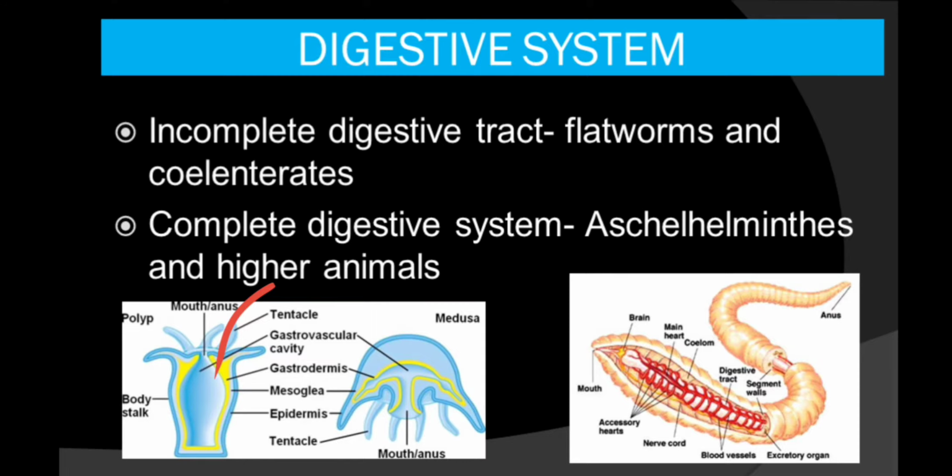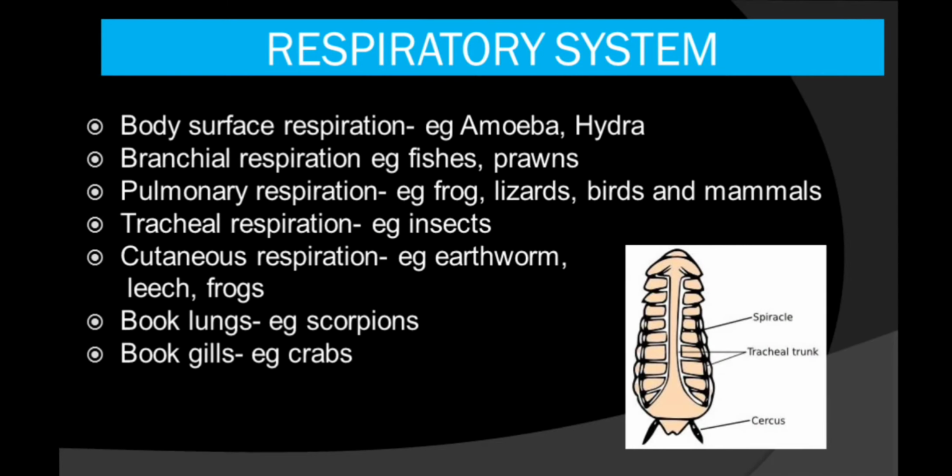But the complete digestive system starts from the phylum Helminthes till the higher animals. Here you will observe two openings, the mouth and the anus. Food enters from the mouth and the waste is ejected out of the body from the anus. So if two openings are there, then we call it a complete digestive system. Okay guys. Now move on to the next one, the respiratory system.